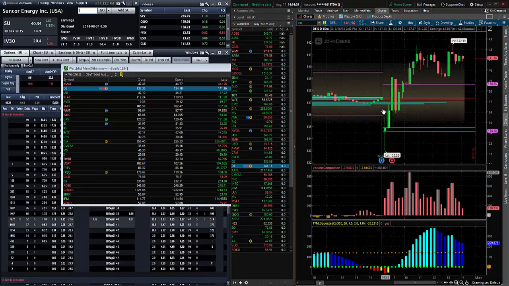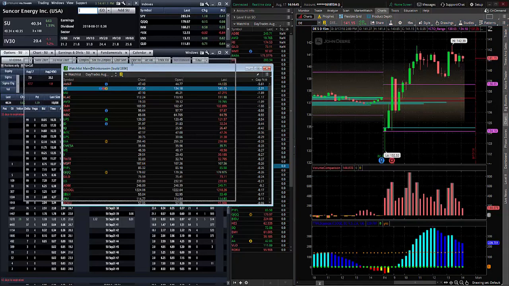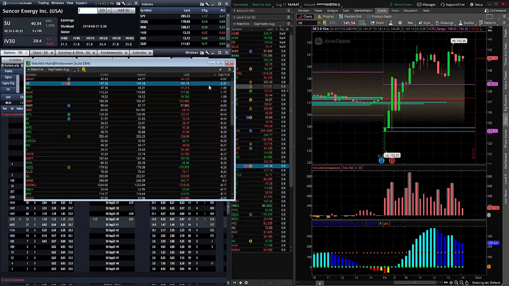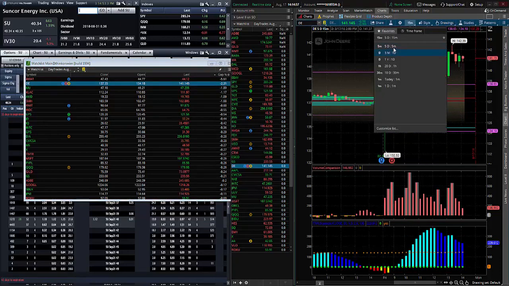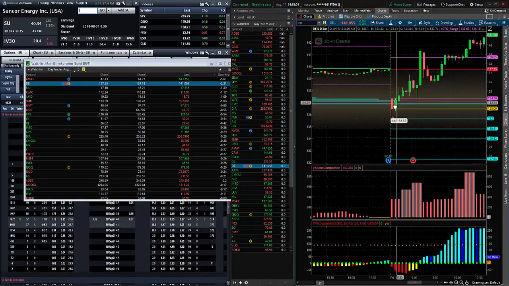Let me see if I can make this a little bit clearer for you. There we go. Okay, so we're looking for at least a 1.5% gap up or down to even consider being part of this. But Deere had a 2.3% gap down. And as we go back into this, we use a 5-minute chart for this, not 15. We look at the first 2 bars. That's going to be the definition of our gap.